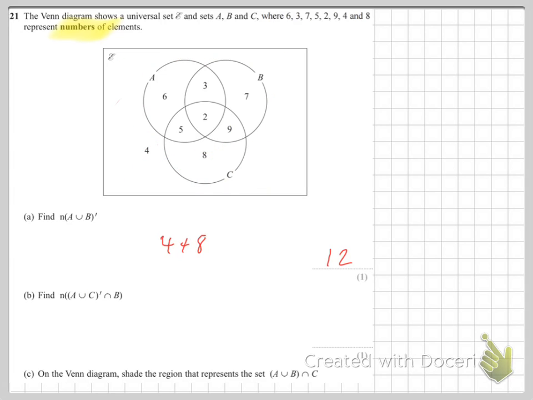Right, now we go a bit more complicated, but it's only more complicated because there's an extra step. Just do the brackets first. A union C. Right, A union C, there it is.